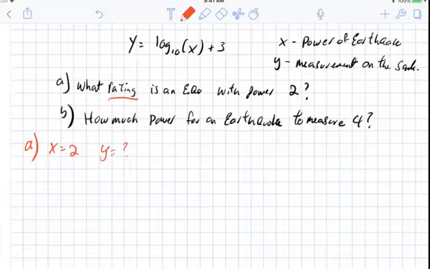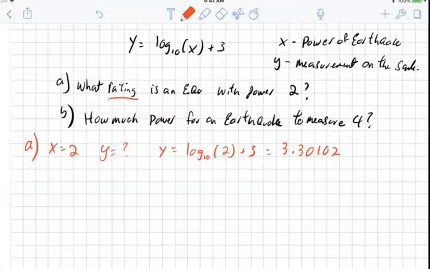You figure this out just by substituting in the value of x. And then you take your calculator out and you calculate it. So that's log base 10 of 2, plus 3. So this is going to be 3.30102. Wow, that means something.